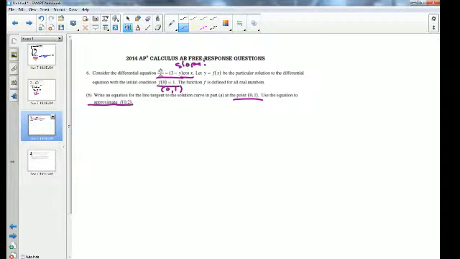Okay. Hunter. dy dx evaluated at 0, 1 is what? Cosine of 0 is 1. Oh, cosine of 0 is 1? Yep. Then it's 2.